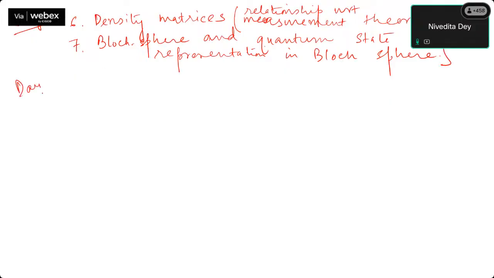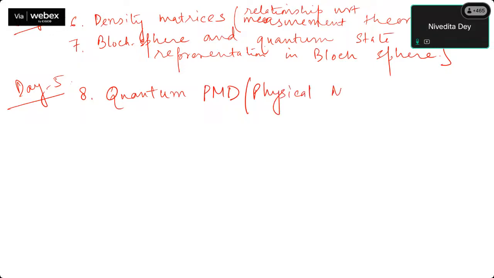And in the last day, that is day 5, we will primarily look into topic number 8, which is the quantum PMD, or physical machine description. Once we have a detailed understanding of all these things, we will talk a little about it, but a little bit of the architectural parts we will be talking about.